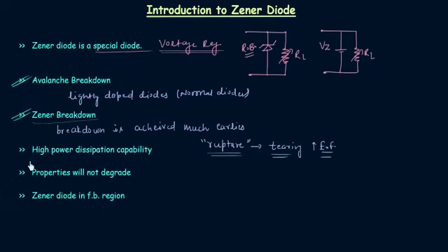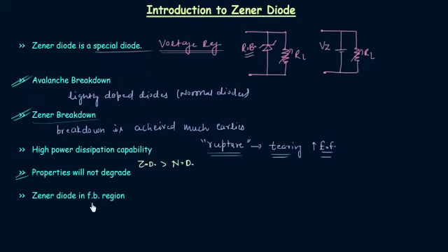Now we will move to the next point, the power dissipation capability. Zener diodes are special diodes whose power dissipation capabilities are much more than the normal diode, and because of this they can easily work in breakdown region. So Zener diodes have high power dissipation capabilities as compared to the normal diodes. When we use the normal diode in reverse bias condition, their properties will degrade. But on the other hand, if we use the Zener diode in reverse bias condition, the properties will not degrade.